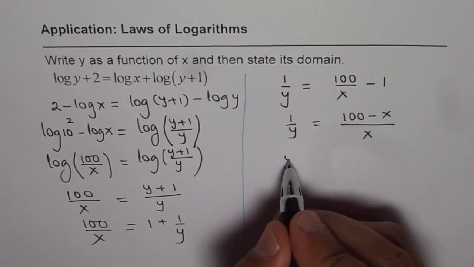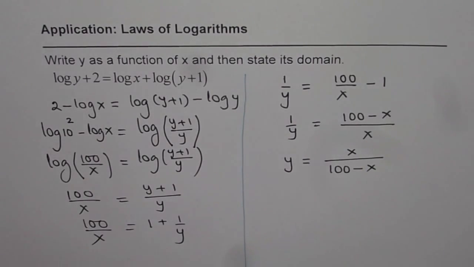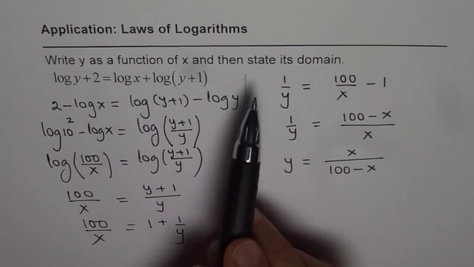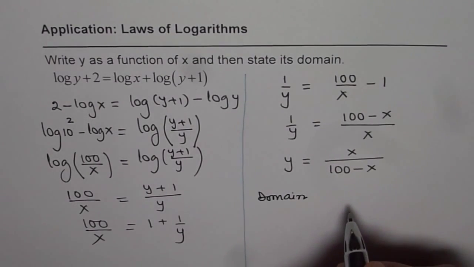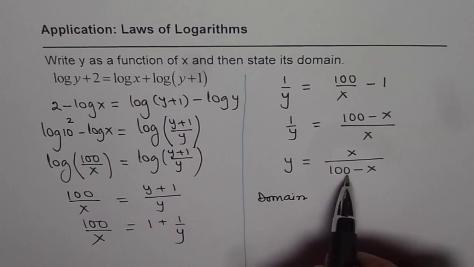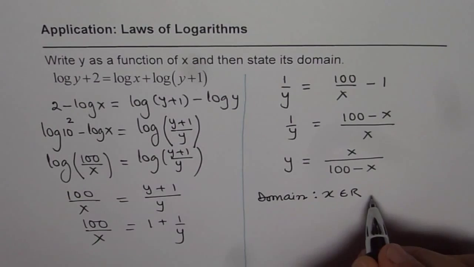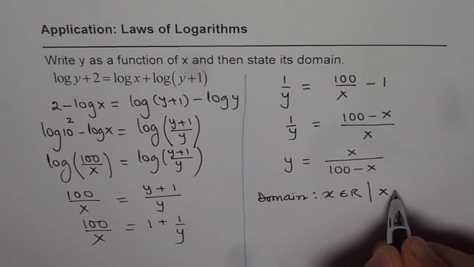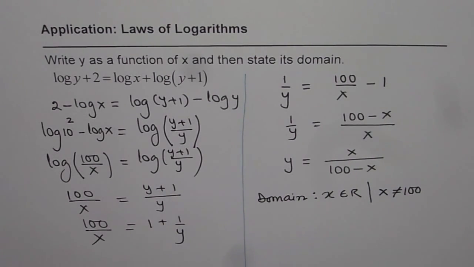So what is y equal to? We can write y is equal to x divided by (100 minus x). So that is how we get the function y in terms of x. Do you see that? That's kind of tricky, and I hope you find it very interesting. Now let's do the second part, that is, state the domain of this function. Now the domain should be, as you know from here, x could be all numbers, but x is not equal to 100, right? So the domain is x belongs to real numbers, where x is not equal to 100. That becomes the domain for this function over here.